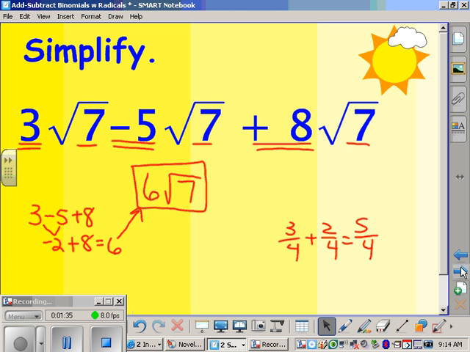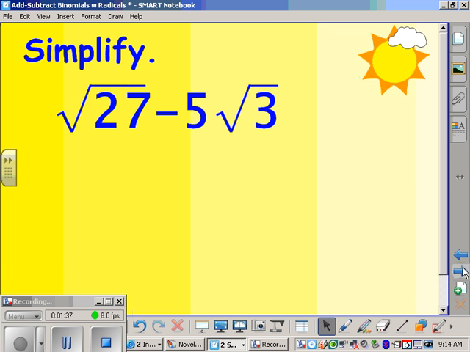Let's take a look at the next problem. Now notice in this next problem that the numbers under the radicals are not the same, which means at this point they are not like terms. Now what you must do at this point is take a look at both numbers and decide if either one of them can be broken down further using a factor tree.